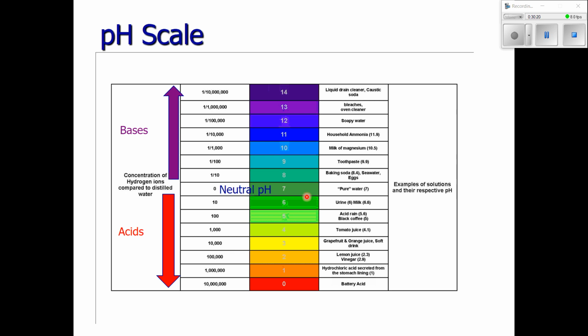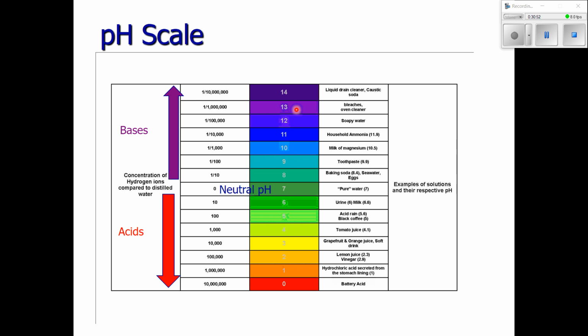And the final point that I want to make here on this pH scale is every time you go one whole number down or up the scale, like if I go from 6 to 7 or 7 to 8, or if I go from 14 to 13, if I make a whole number change on the scale, that represents a 10-fold change in hydrogen ion concentration.